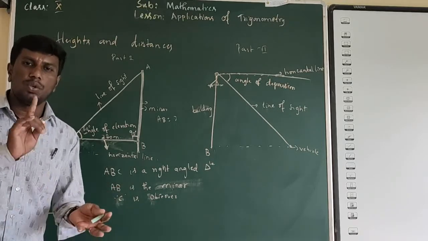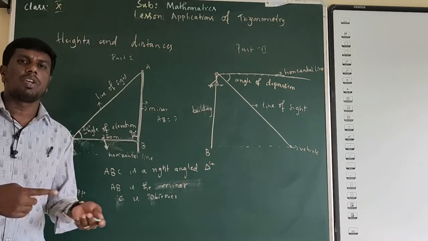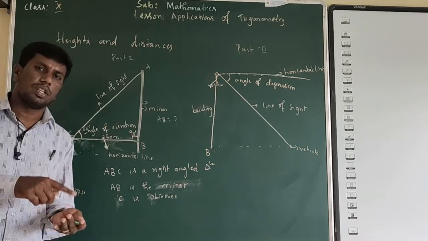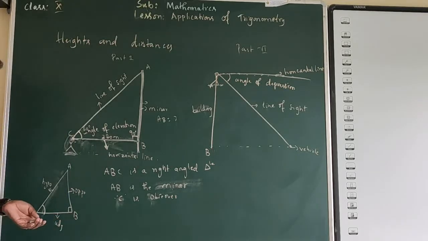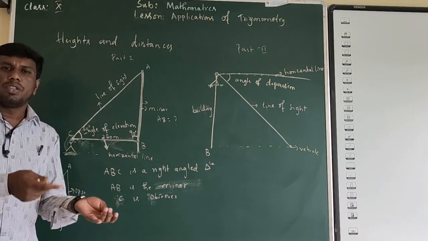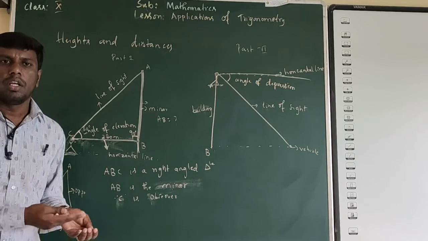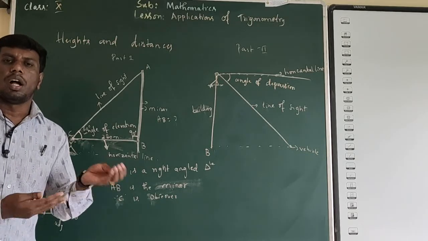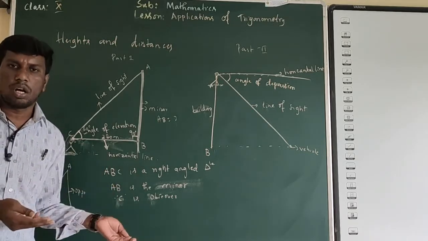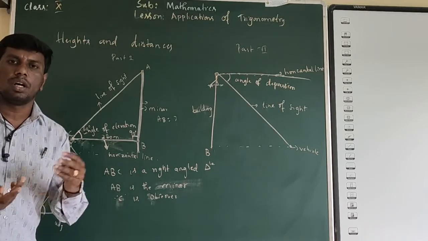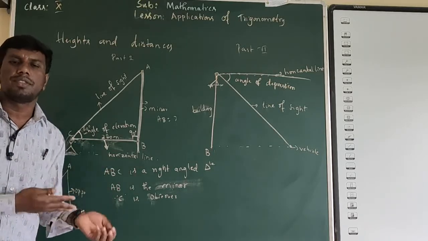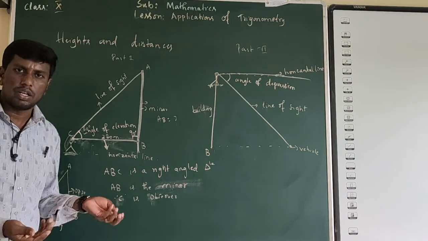But usually we will use sine, cos, tan. So we can easily find out if I take sine, cos, tan. If the problem involves opposite by hypotenuse, then I can use sine. If the problem involves adjacent by hypotenuse, then I can use cos. If the problem involves opposite by adjacent, then I can use tangent.